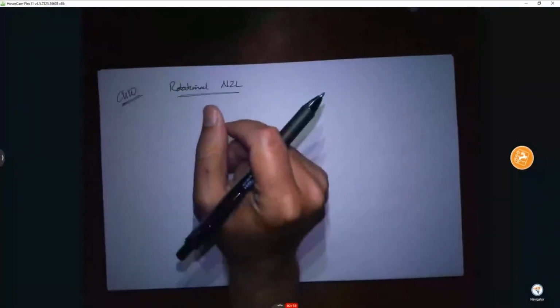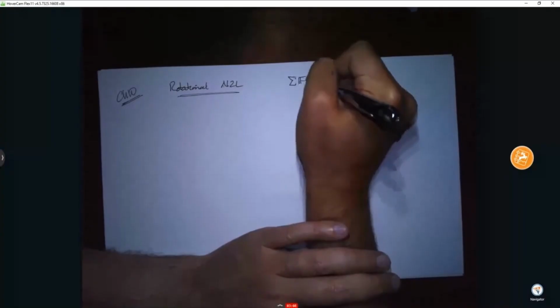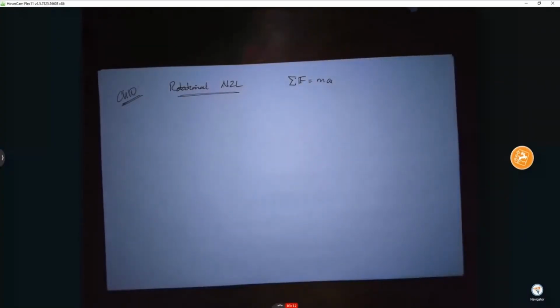And where we're at is we're essentially taking a look at the rotational version of Newton's second law.